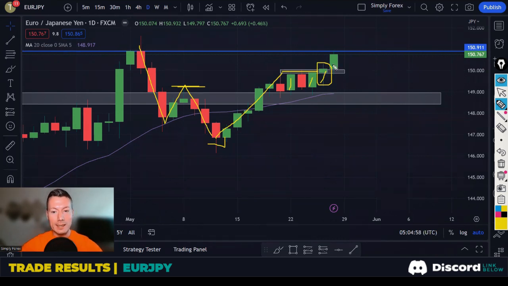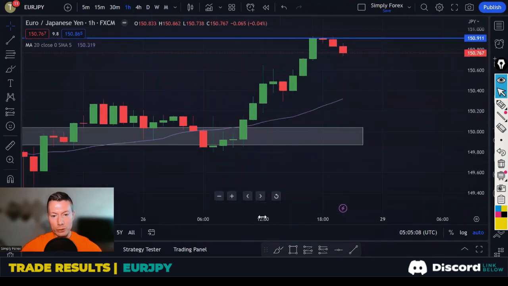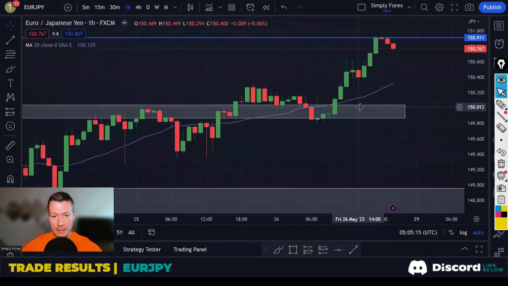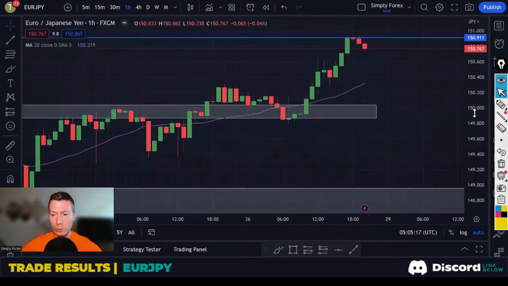Okay, and then once I see that, I'm just looking to take price back up to these highs. And again, that's exactly what happened, guys. If we look at the H1, did we have an entry? For me, no. It was more about Aussie dollar yen and New Zealand yen for me, because for me, this looked like it was breaking down as well.